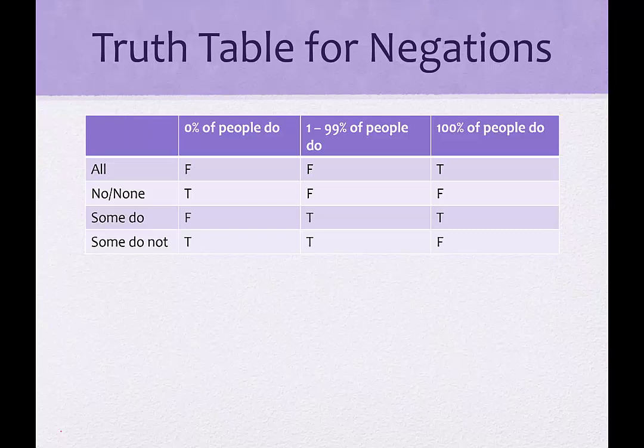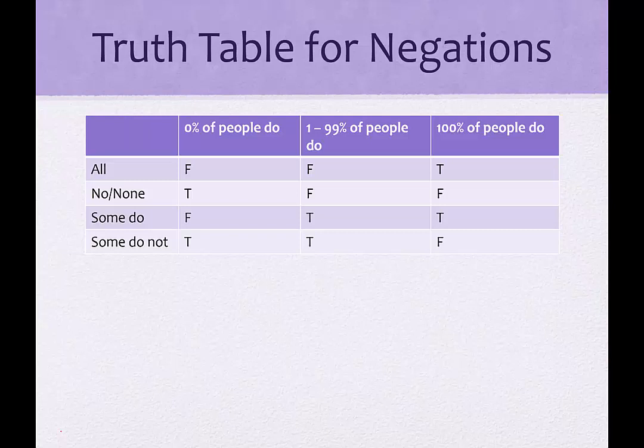For no or none, it's true when 0% of the people do this thing, never anyone. If there's a single person who does, then the no or none is gone, right? It's done. For some do, if 0% of the people do this thing, some do is false. If 1 to 99% of people do this thing, then some do is true. And if 100% of people do this thing, then some do is also true. And then some do not. That includes 0% of the people. That includes somewhere between 1 and 99%. It does not include 100% of people.